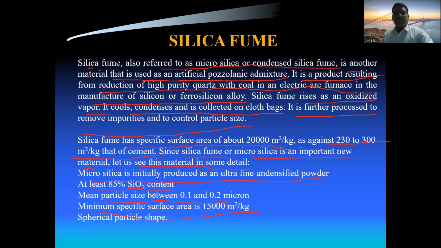So this is nothing but the silica fume, and these are the contents of the silica fume. At least 85% of SiO2 content is there in the silica fume, 0.1 to 0.2 micron of the mean particle size is available, and the specific surface area is 15,000 meters square per kg. Then spherical particle shape is the shape of the silica fume.